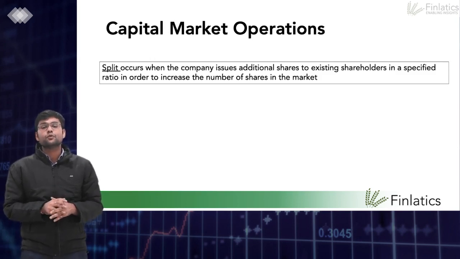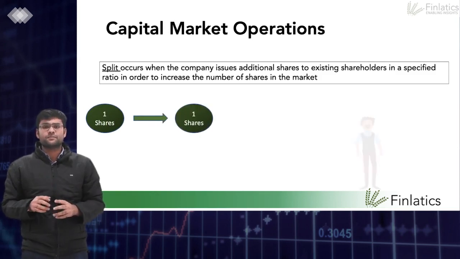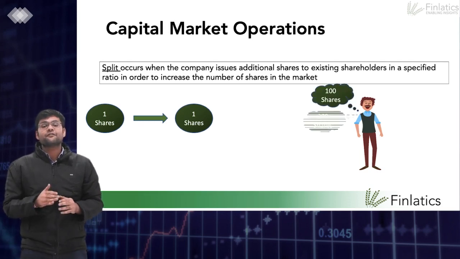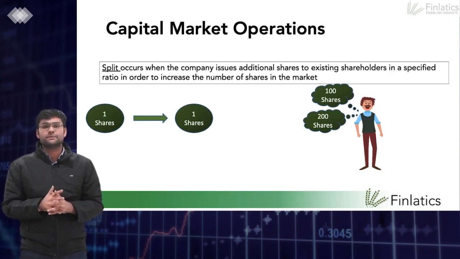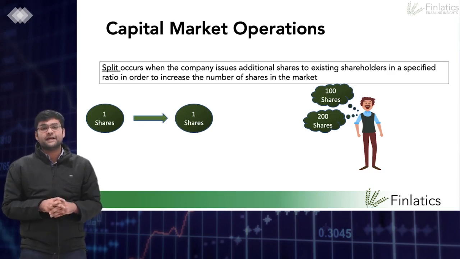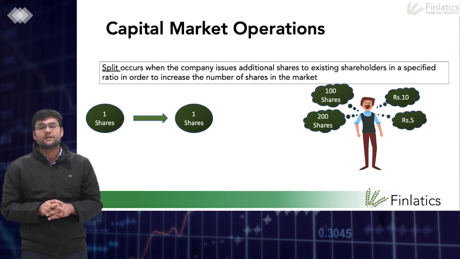For example, in a 2-for-1 stock split, you as a shareholder would get 1 share for 1 share held by you before the split. To make this clearer, before the split, if you owned 100 shares of a company, after the split, you would be holding around 200 shares of the same company. Before the split, if the face value of your share was rupees 10, after the split, the face value of your share would be rupees 5.